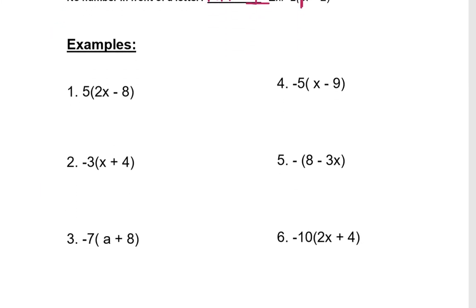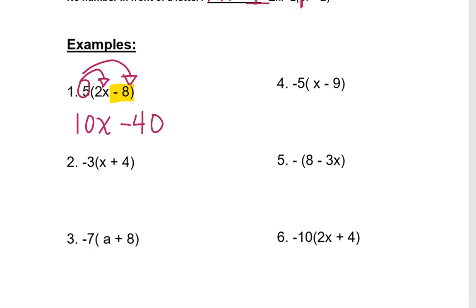Okay, so now let's do some examples. In this first problem, I'm going to distribute this 5. So 5 times 2x, that gives me 10x. Now remember, I need to keep the sign in front for that next term. So 5 times negative 8, that is negative 40.